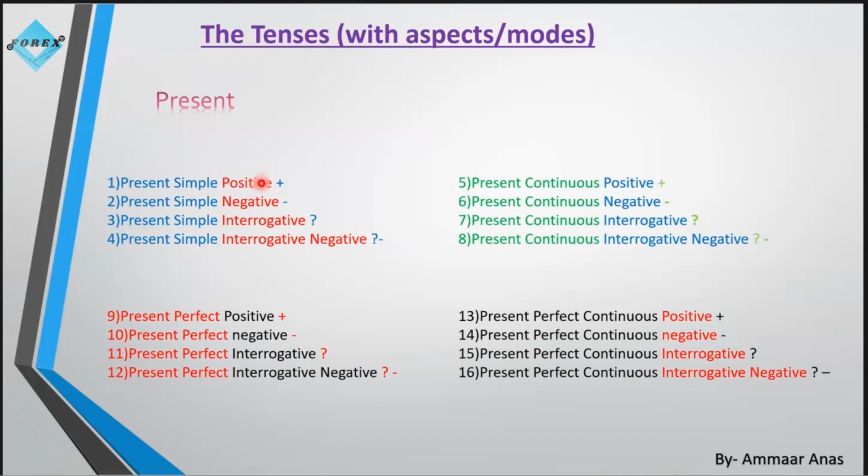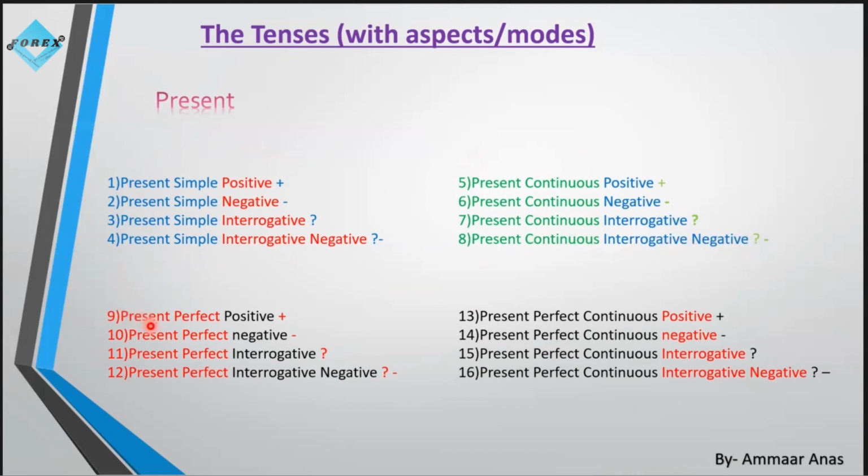Present simple positive, present simple negative, present simple interrogative, present simple interrogative negative. So when you're writing, you can just use the symbols, like the positive. You don't need to write it, but when you're saying to someone else, you better write the word because they might not know what these are. Okay, the next is present continuous positive, present continuous negative, present continuous interrogative, and present continuous interrogative negative.